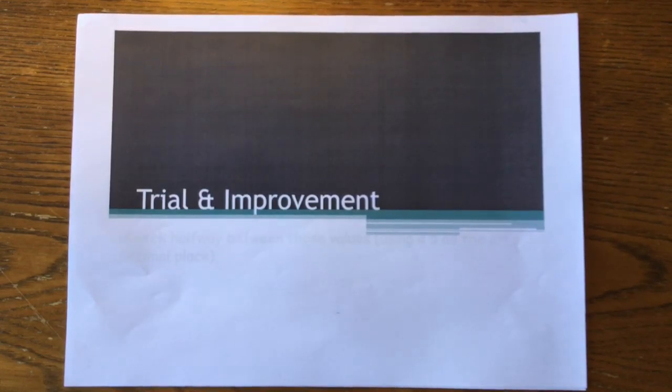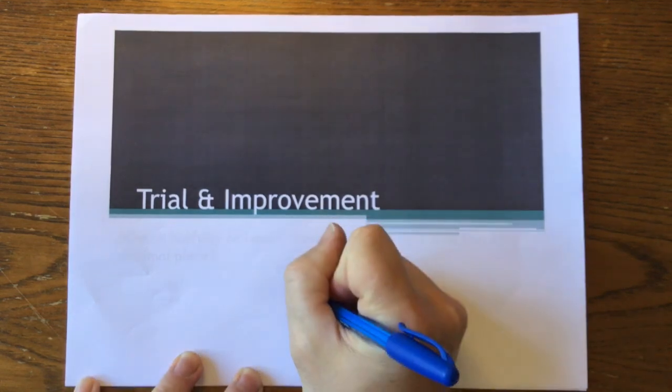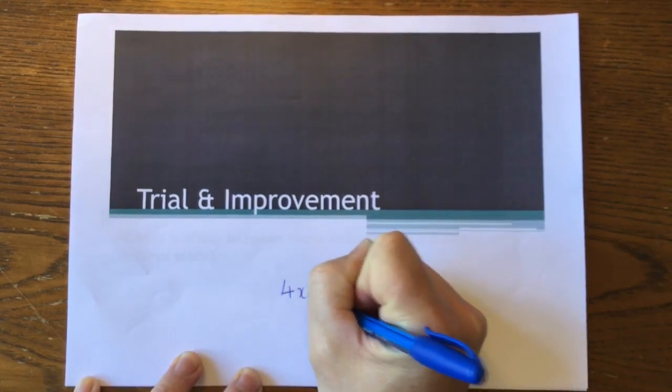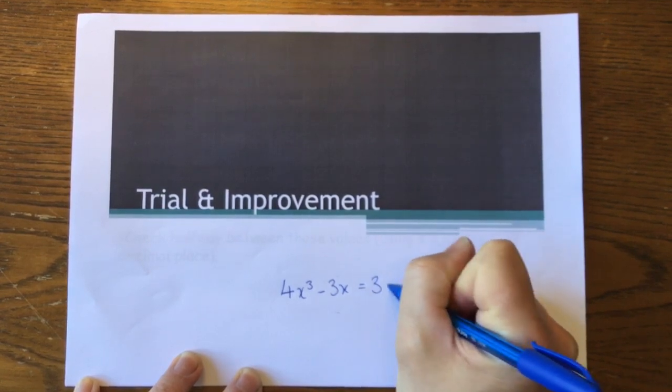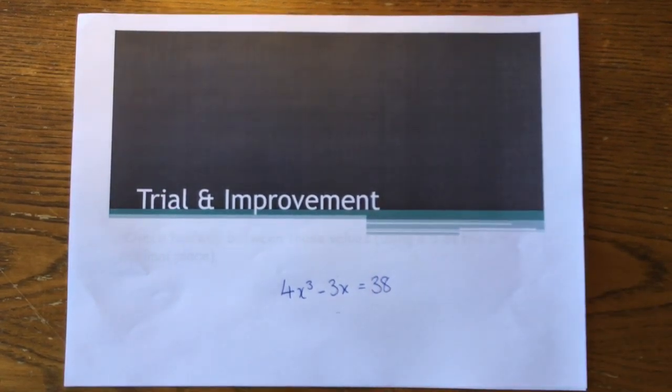Sometimes we're asked to solve an equation and we just don't know how to do it. Something like this: 4x cubed minus 3x equals 38. And really we don't know where to start with that one. It's maybe beyond us in the content of the course. We've not come across cubics and how to solve those, and really that's something that's done at A level.